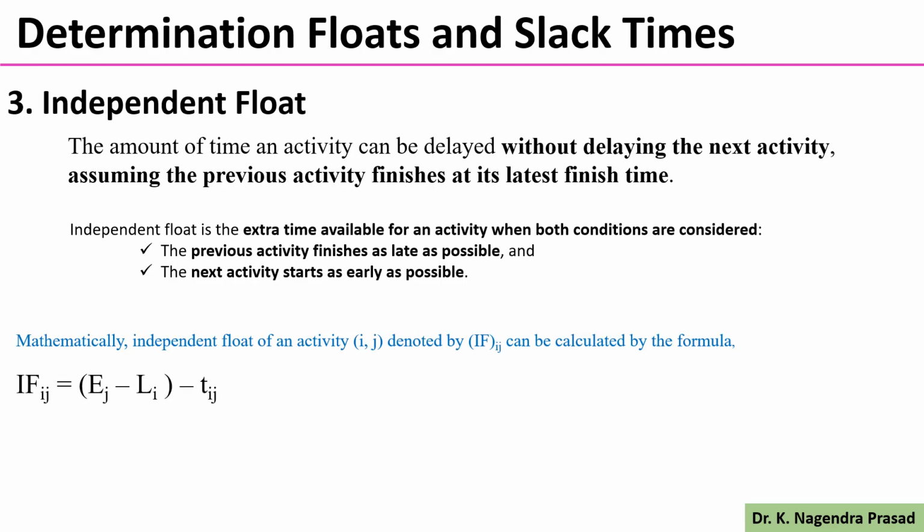Mathematically, for any activity ij, the independent float is denoted by IFij, and IFij equals Ej minus Li minus Tij. One more thing you have to remember: a negative independent float is always considered as zero.